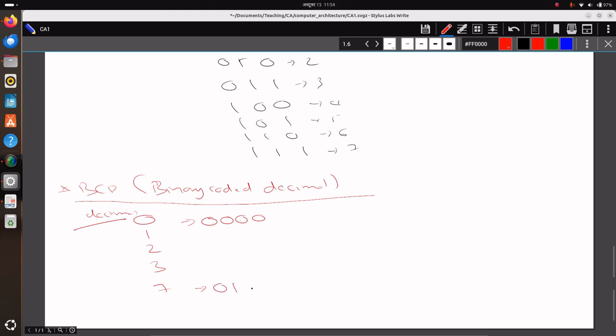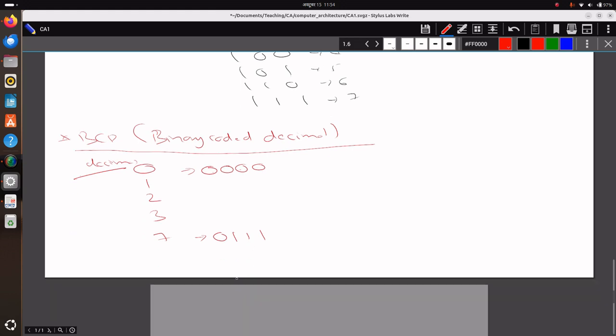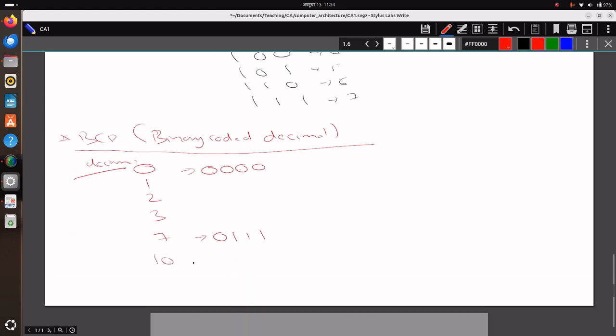So this can be written as 0 1 1 1. Similarly, if you want to represent the number 10, we can write 8, there will be no 4, there will be 1, and then there will be 0. So 8 plus 2 is basically 10.